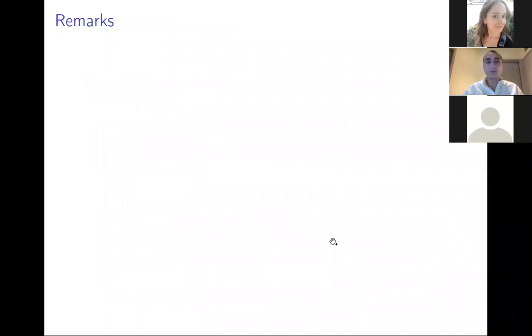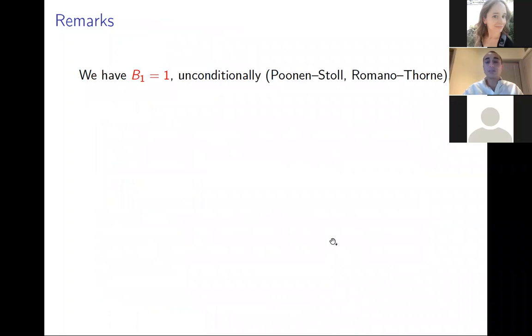Okay, so some remarks. We can take B(1) = 1 unconditionally, and this is by results of Poonen and Stoll and Romano and Thorne. Here is what the B(d) actually comes out to be through the wash. So it's not very pretty, but it only involves d, which is great, what we wanted to do.